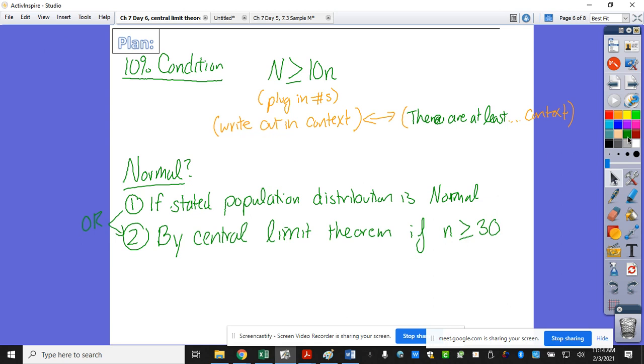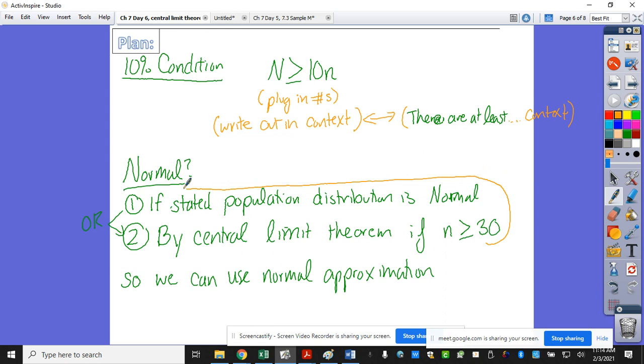This 1 and 2, I probably should have written in orange. So then I have to write what? So we can use normal approximation. And that's why I wish I would have done that in orange. So this part right here is going to be what can change, because it's only going to be one of those.